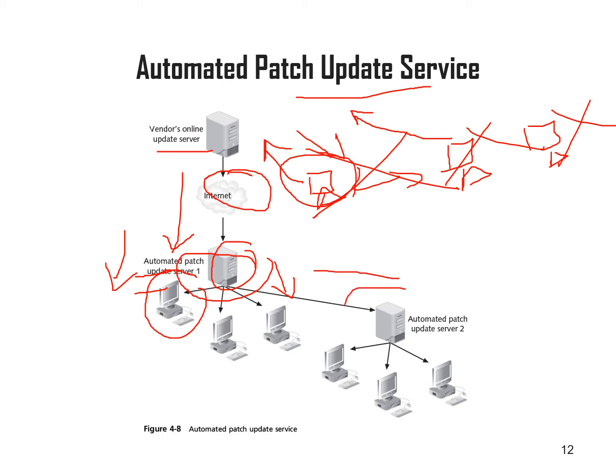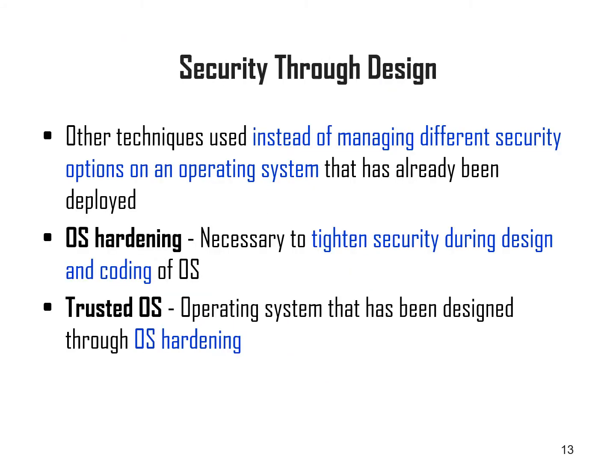Similarly, I can have a secondary automated patch server, from where I can fetch the details of the updates from the primary server, and I can do installation on different host machines. This is called the automated patch update service. It is a very important procedure, right? It is used for installing the automatic updates, patches and security fixes on systems locally instead of directly communicating with the vendor's online update service. So this is the step.